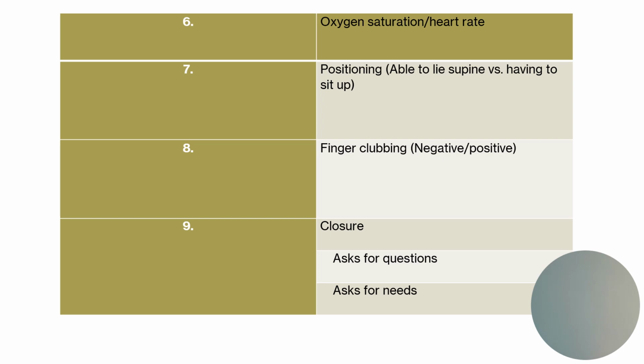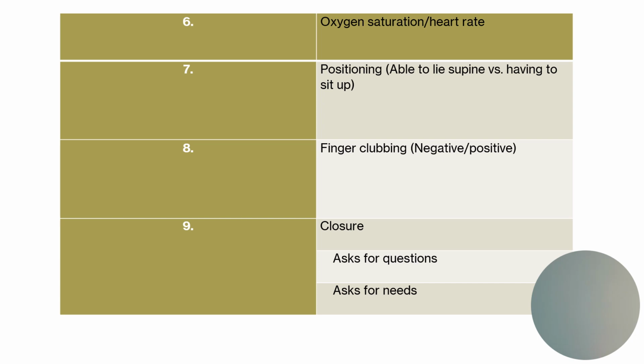We're going to assess finger clubbing. This is where you're going to put the distal knuckles of your 2 index fingers together, and you're going to assess the space between them. There is a slide in your respiratory assessment that helps identify what finger clubbing looks like. So it's either negative or positive.